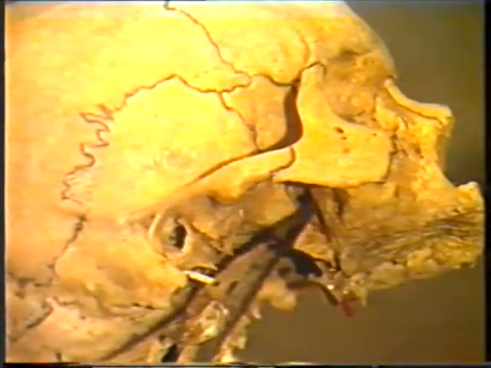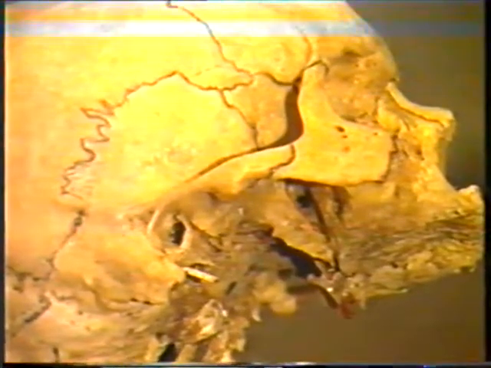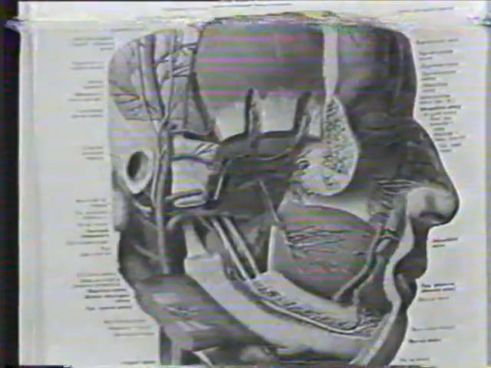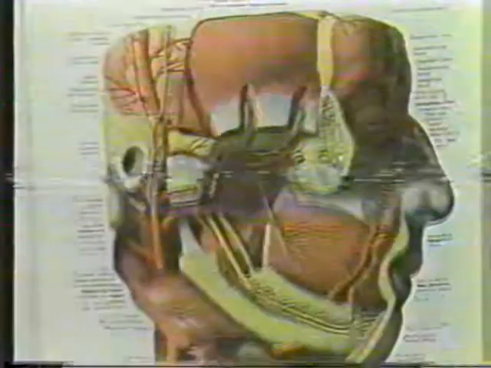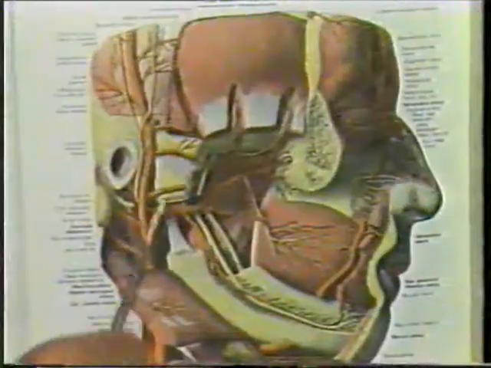The infratemporal fossa contains important structures: the lateral and the medial pterygoid muscles, the maxillary artery, the mandibular nerve, and the pterygoid plexus of veins.